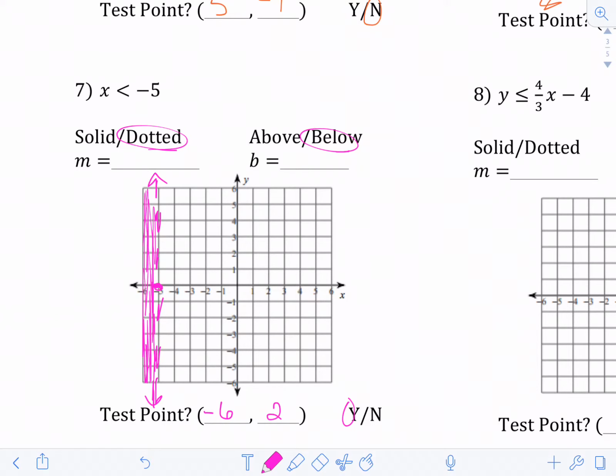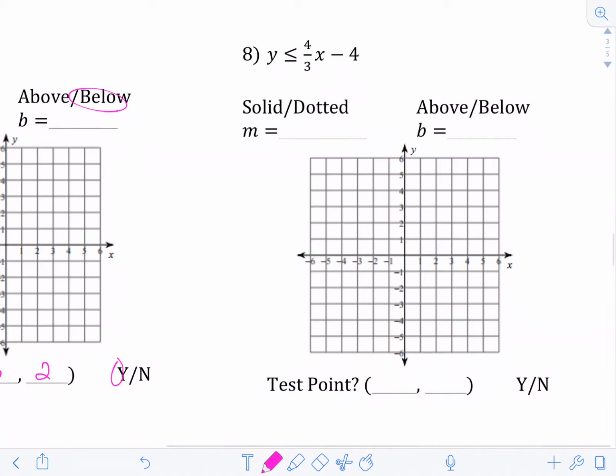And the reason why I know that it's going to the left is because this says x has to be less than -5. If I went to the right, all these x values on the x-axis, -4, -3, -2, -1, 0, and so on, those are all greater than -5. So the only way I can go is to the left.